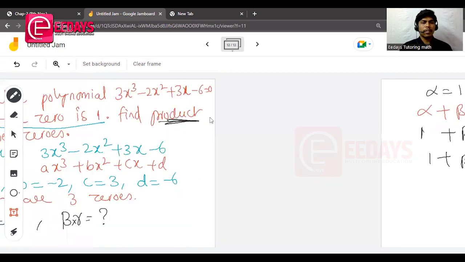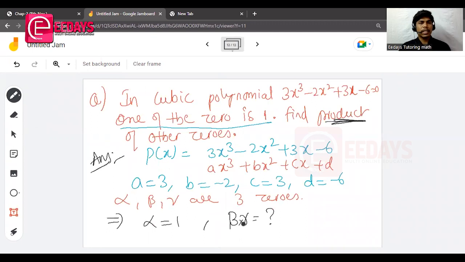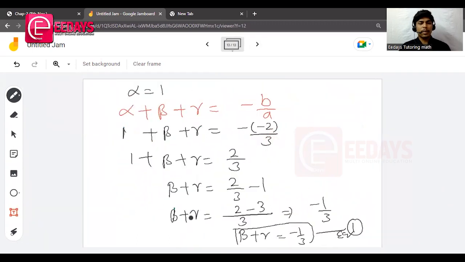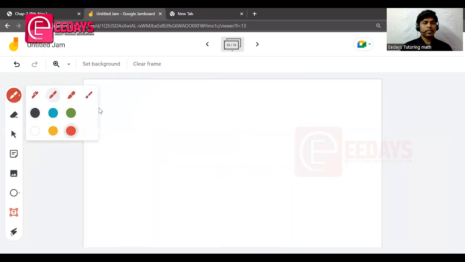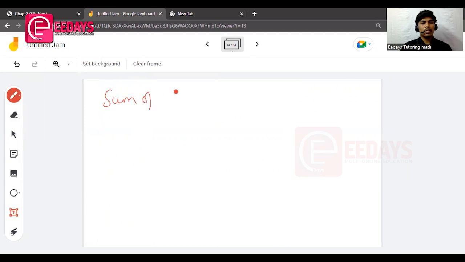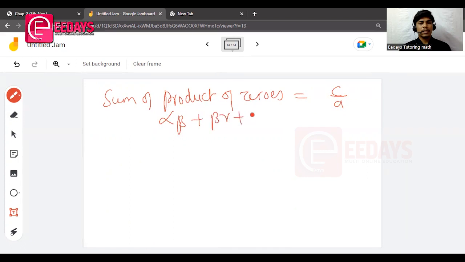What do we need to find? We need to find the product of two zeros, that is beta into gamma. But here we got beta plus gamma. Now, let's write the sum of product of zeros. This question is not in your textbook, but they asked it in the exam. If they want to prepare a hard type of paper, then they ask questions like this. Sum of product of zeros is nothing but c by a: alpha beta plus beta gamma plus gamma alpha is equal to c by a.